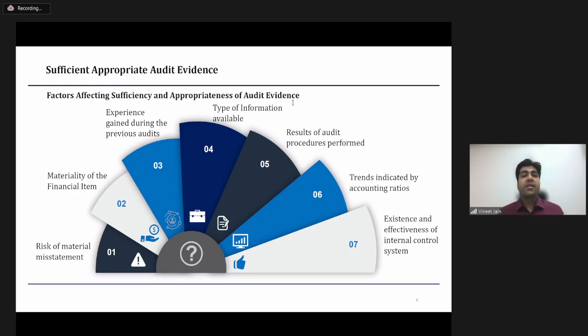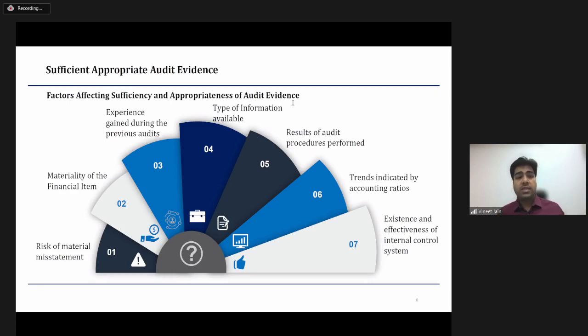Then the second factor affecting sufficiency and appropriateness of audit evidence is materiality of the financial item. So materiality again is very important. It is calculated during the planning stage of an audit, and based on the materiality, we decide the scope of our audit, what transactions are required to be covered, what is required not to be covered, and all of those things. And especially with the material items which are above materiality level, we definitely need to gather a lot of audit evidences and try to get comfort in the best possible manner.